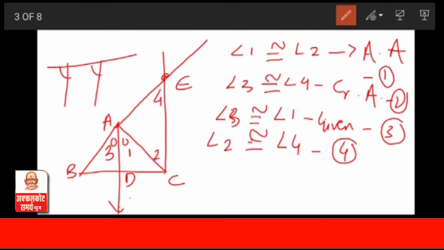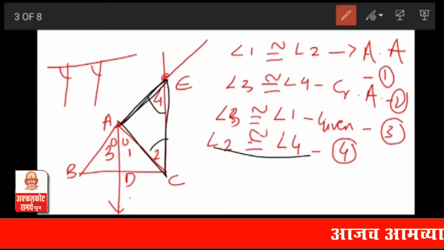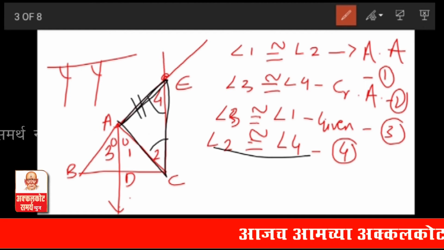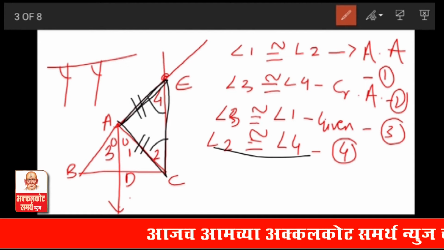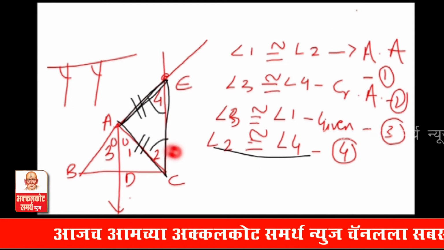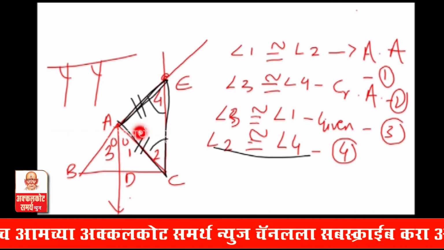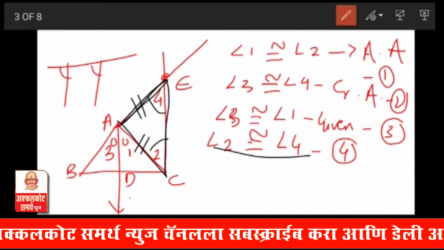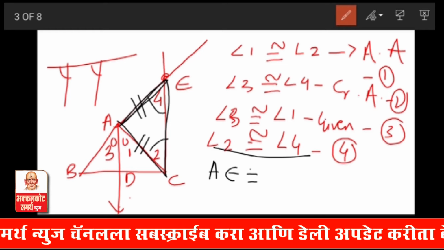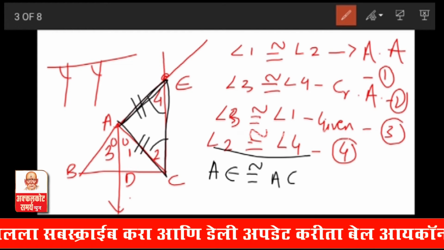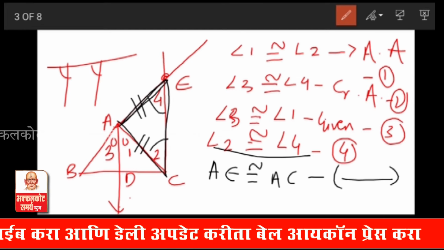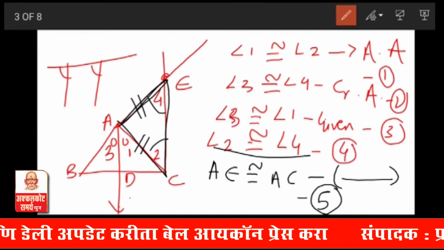Then see, children, if you consider only this triangle ACE, its base angles are congruent, we got it from the fourth equation. So according to the converse of the isosceles triangle theorem, side AE and side AC will become congruent. You know, in 9th standard we have studied the isosceles triangle theorem and its converse. So from this we got AE congruent to AC, by the converse of the isosceles triangle theorem. You can write like this here, and this is your fifth equation.